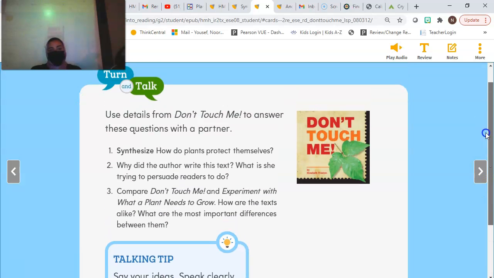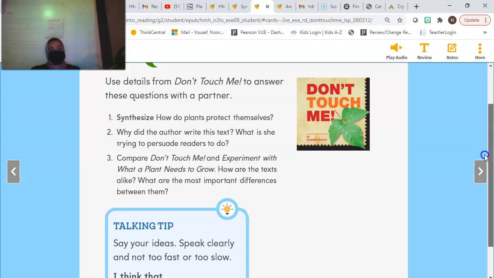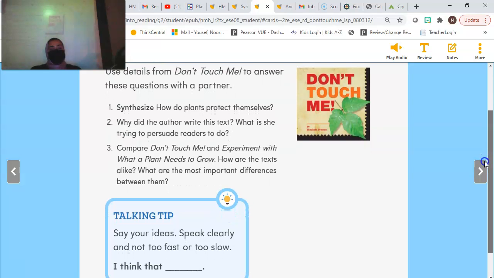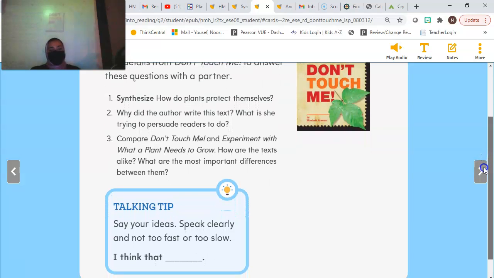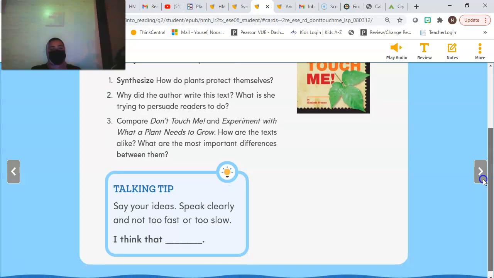Now what you're going to do next is inside of your reading notebook, yes, your reading notebook, you are going to answer these 3 questions. You can use the story to help you answer the questions. It says, question number 1, synthesize. How do plants protect themselves? You have to write down how they protect themselves. They're very easy questions. But you're going to write them in a complete sentence. So you're going to say, plants protect themselves by, and then tell me how.